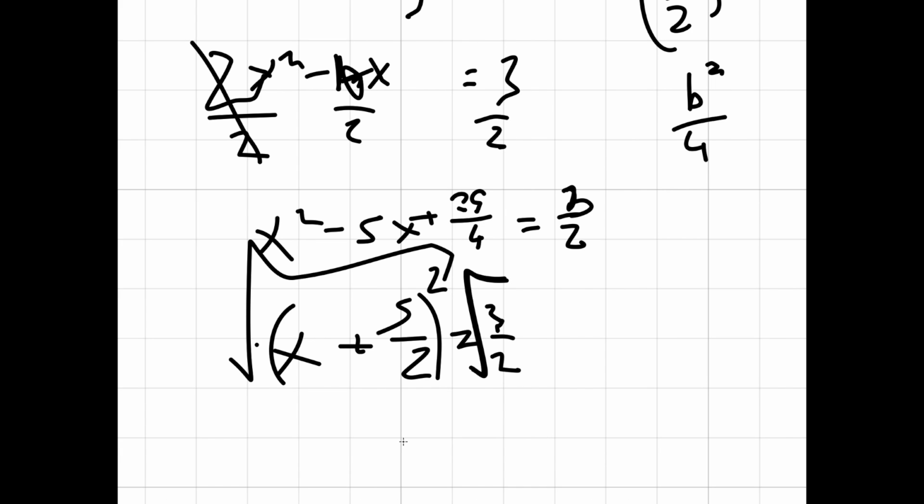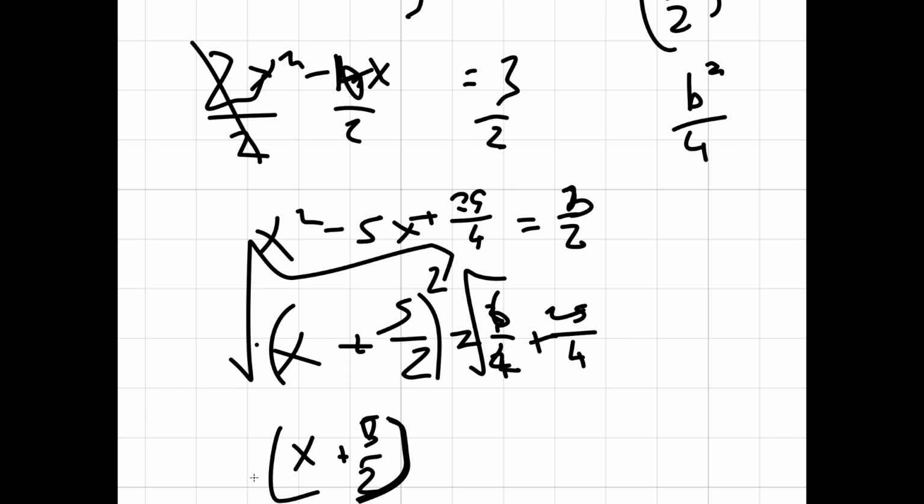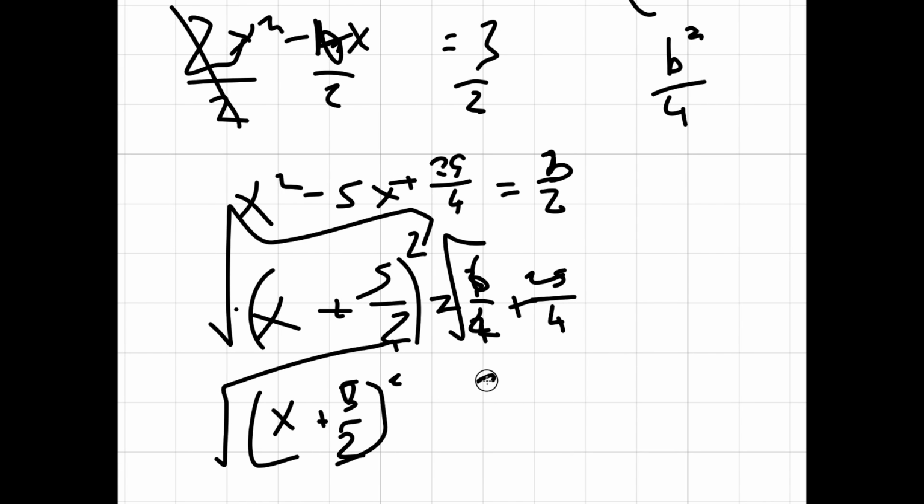Actually, wait a second. Oh, yeah, I forgot to add 25 over 4 to this side too. Sorry, don't forget that. Okay, and actually I'm going to simplify this part. So this is the same thing as 6 over 4, right? So we can add those, and we get x plus 5 over 2 squared, and we're going to take the square root of that. Okay, and this part equals 31 over 4, right? And that's equal to that.